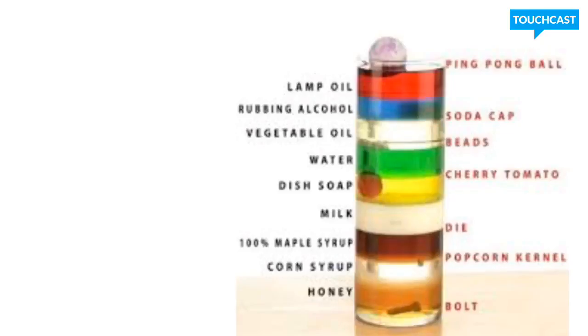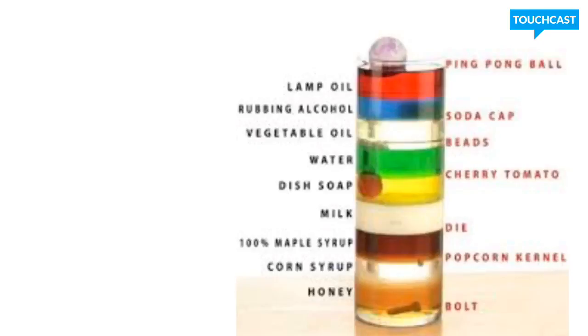And you'll start to see certain objects will float on top of one liquid but sink through the next. So if you look here, the ping pong ball is basically less dense than any liquid in this column. And as you start to go down, like the bead was more dense than the vegetable oil, but less dense than water. So basically it would float on the water, but sink through the vegetable oil.